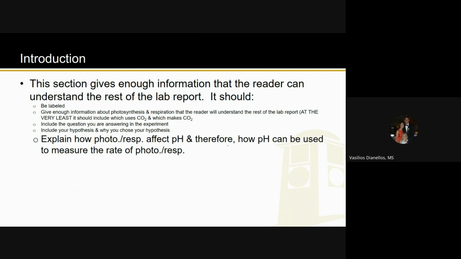I'm not going to waste your time or my time explaining again, but all the stuff I mentioned earlier about carbon dioxide going into the water, producing carbonic acid and making the pH drop, that's what you need to explain again. Because, like it says right here, you need enough information that the reader can understand the rest of the lab report. So later, in the materials and methods section, when you say you check the pH, if the reader read this first, they'll know why you check the pH. They're not going to be lost in the sauce.